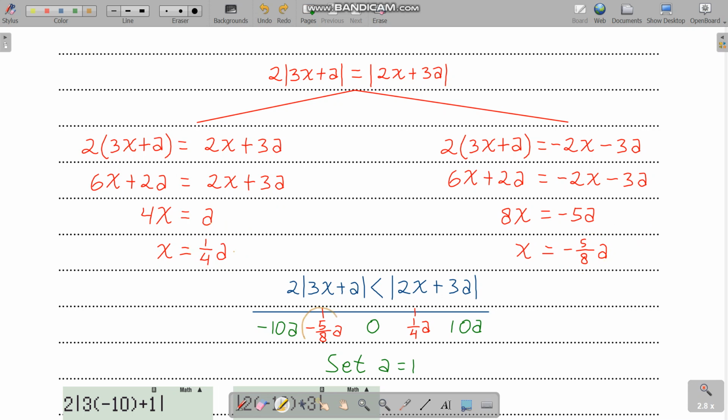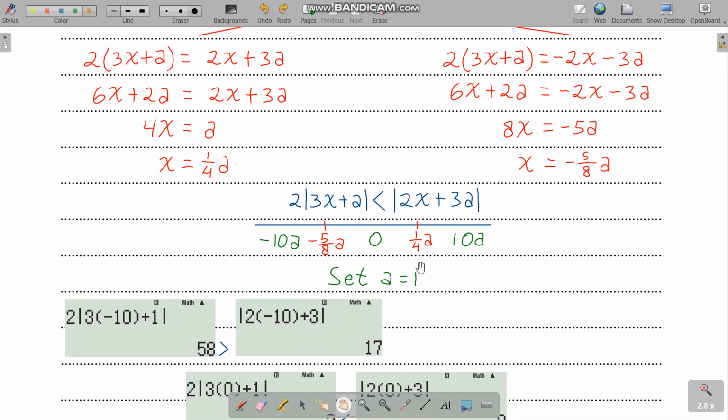Now we put the critical values on a number line, and since a is positive, minus 5 over 8 a must be on the left, 1/4 a must be on the right. Now to check, just use some random positive value for a, because we know a is positive. Just make it simple. Let's say a is 1. Now we need to check which intervals we can use. There are 3 possible intervals: on the left, smaller than minus 5 over 8 a; in the middle, between minus 5 over 8 a and 1/4 a; or on the right, bigger than 1/4 a.